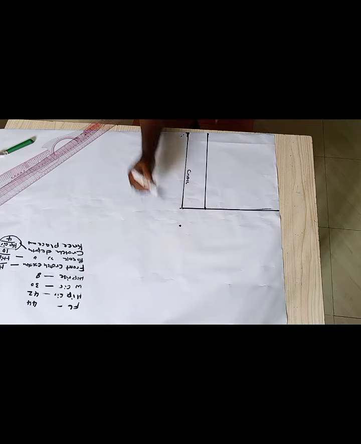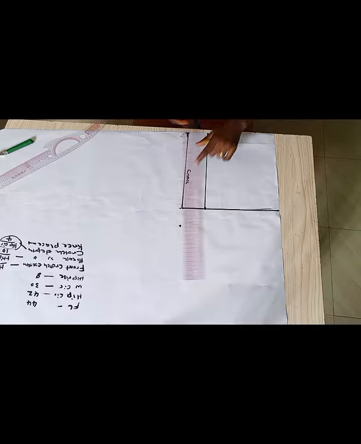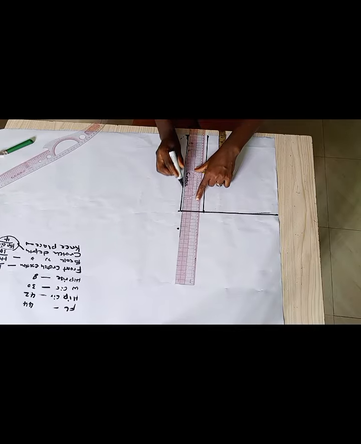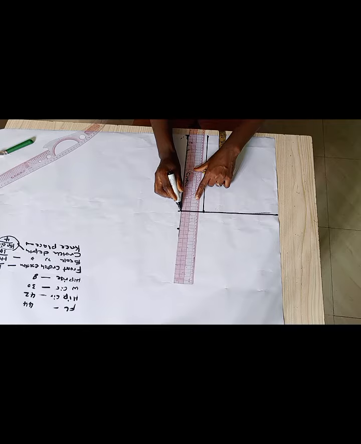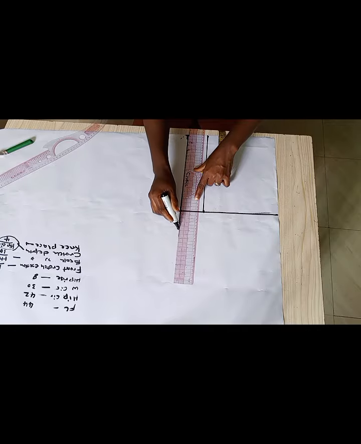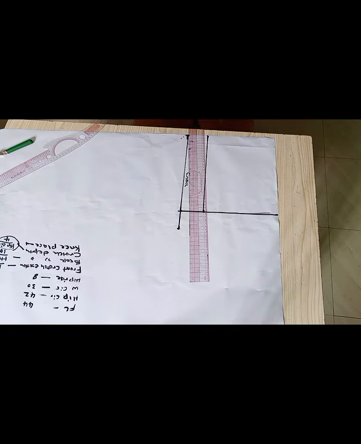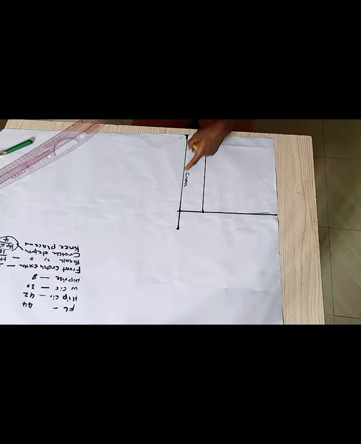like this. Okay, so having marked it on that line, we are extending the crotch line outwards. That is the reason why it is called the crotch extension, the front crotch extension. Okay, we have extended the front crotch line outwards.